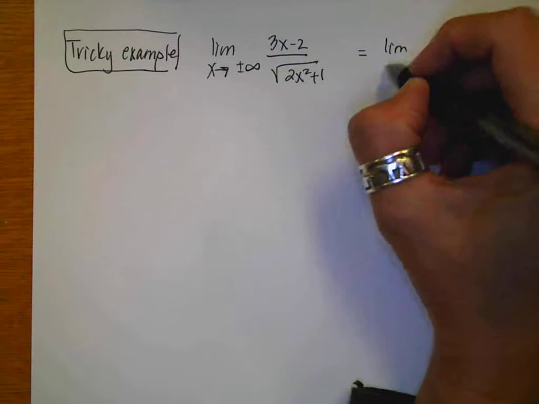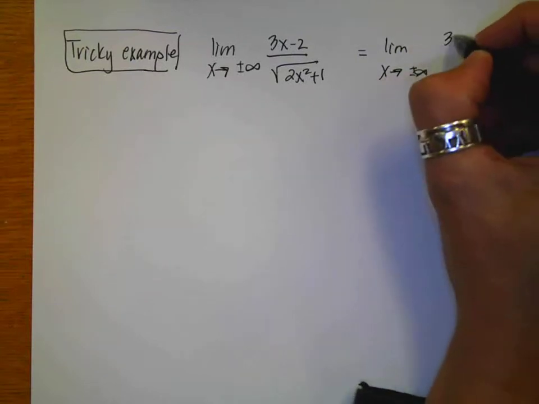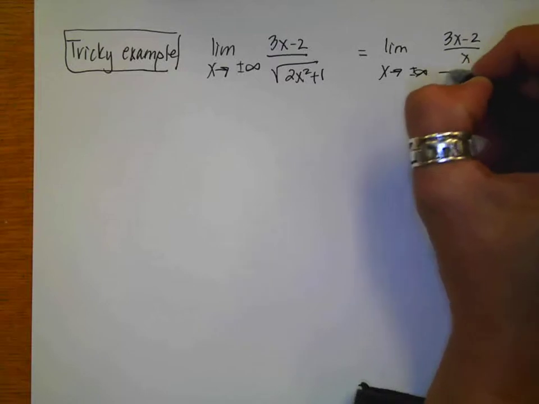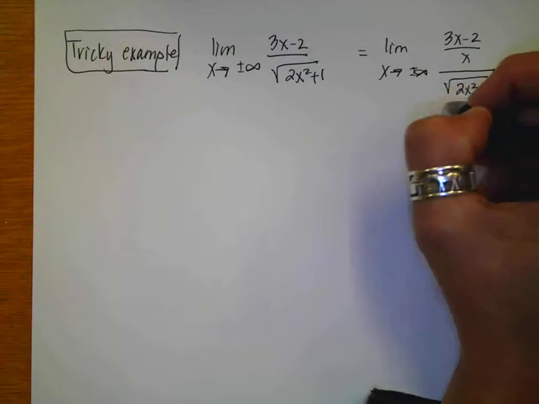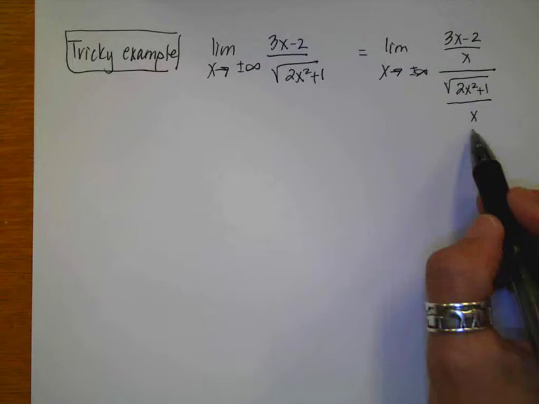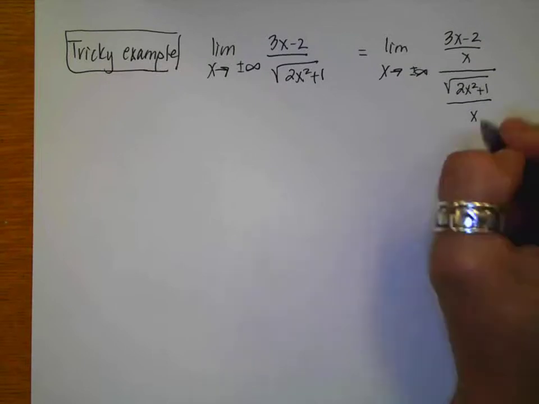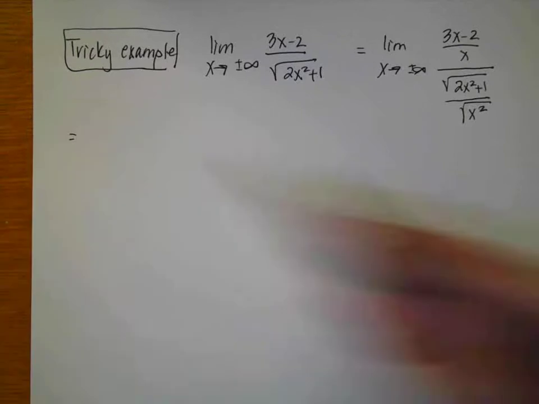So I'm going to divide every term, top and bottom, by x. So I'm going to do the limit as x approaches plus or minus infinity of 3x minus 2 over x, and then here's my radical, 2x squared plus 1, and I'm going to divide it by x. But if you remember from Algebra 1 and Algebra 2, and sometimes in pre-calc, I can't do this math because x is not in a radical. So I'm going to fix it and make it a radical, and now I can put the two together.